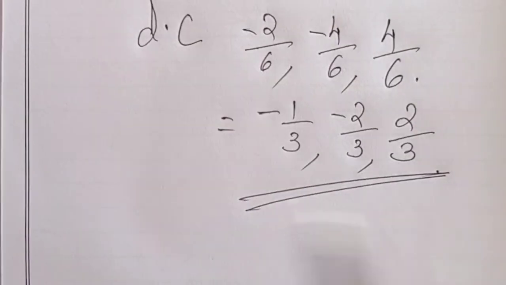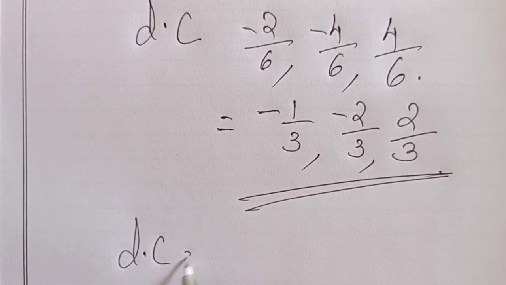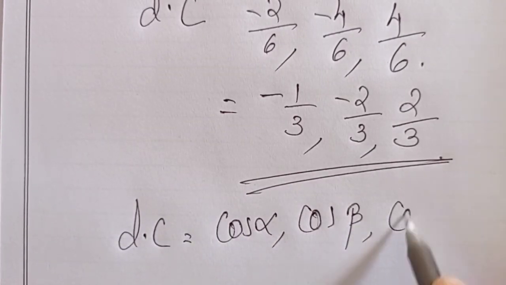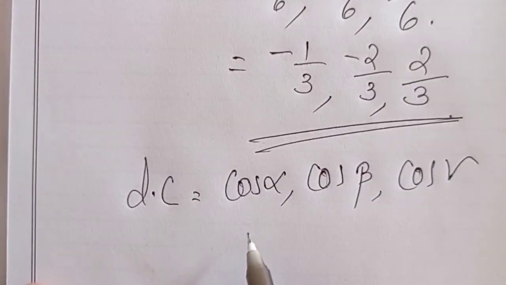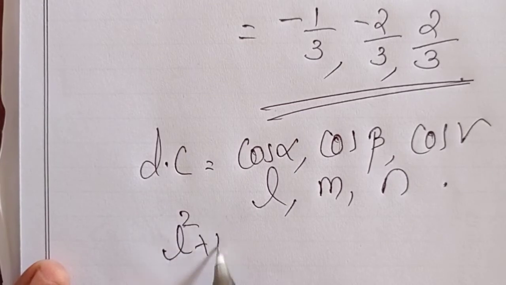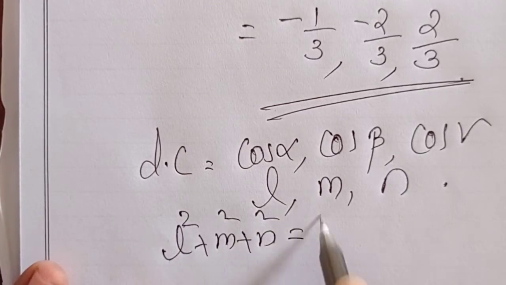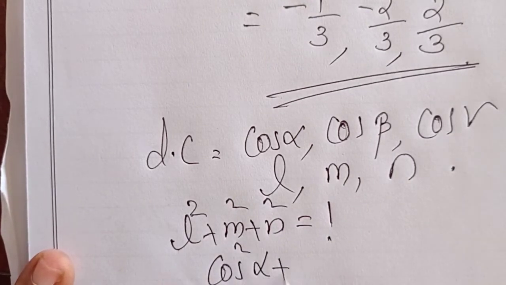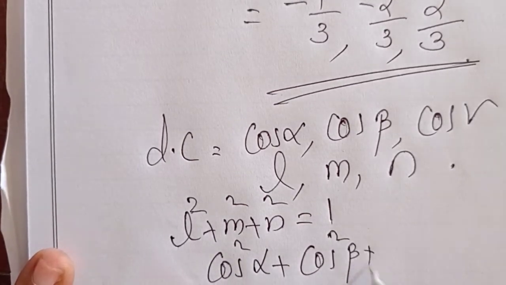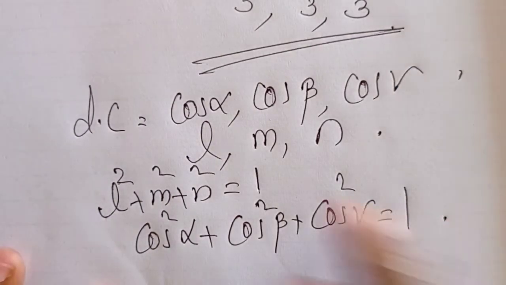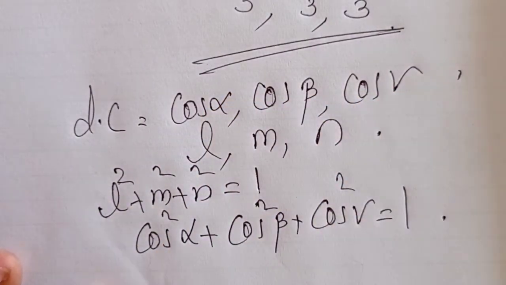Of sine square alpha plus sine square beta plus sine square gamma. We know from the straight line chapter that direction cosines are cos alpha, cos beta, cos gamma, and we can denote them as L, M, N, and L square plus M square plus N square is always 1. Therefore, cos square alpha plus cos square beta plus cos square gamma is equal to 1. All of you agree? These are the direction cosines given in the question.